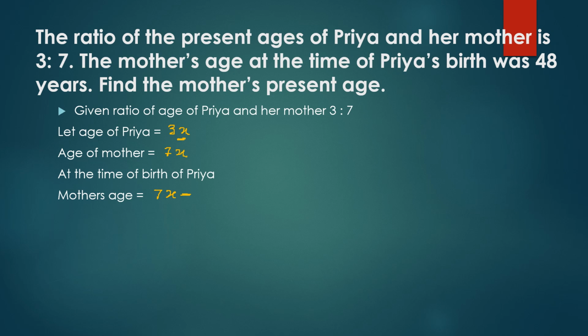We have to subtract the age of Priya from the mother's age. So that will be 7x minus 3x, which is given as the mother was 48 at the time of birth. So 7x minus 3x is 4x is equal to 48, or x is equal to 48 divided by 4, that is 12. Okay, so this is the x value. We need to find the mother's present age. So the mother's present age will be 7x, which is 7 into 12. So 7 into 12 is 84 years. So the age of the mother is 84 years.